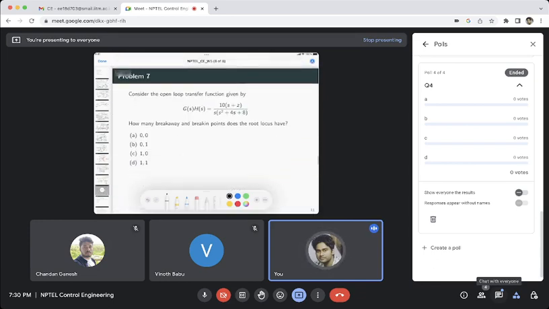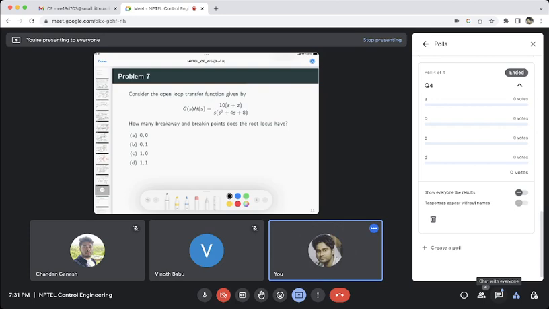So then the next question is again about the same transfer function. How many breakaway and break-in points are there? Okay, so what to do? You just find dk by ds, right? Instead of k, here we have z. So you find dz by ds and see whether these breakaway points lie in the root locus or not. If it lies in the root locus, with the k value positive, then it is a breakaway or break-in point. Otherwise it is not, right?